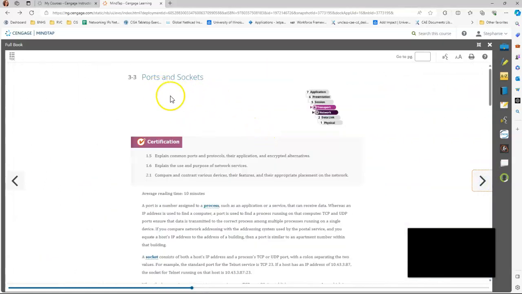This next portion is on ports and sockets, and we'll go over that in the next video.